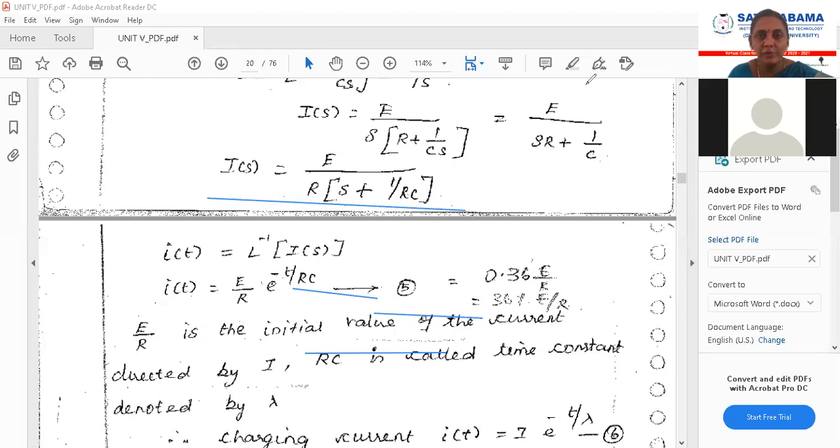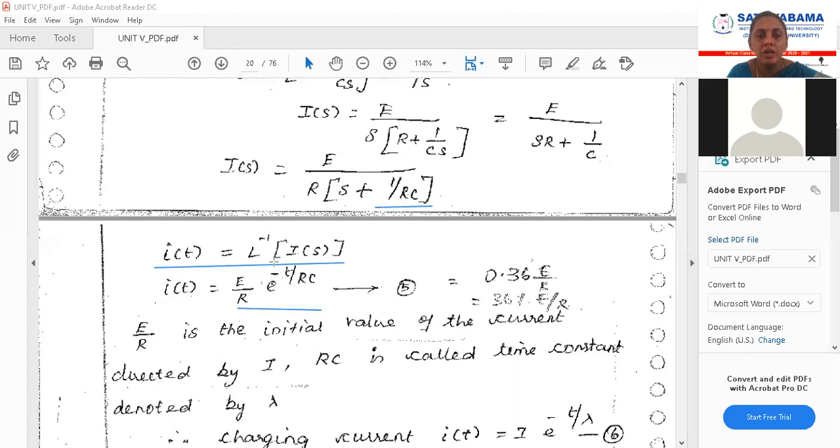The next step is to take the inverse Laplace transform. To find I of t from I of S, you have to take the inverse Laplace transform: I of t is equal to the Laplace inverse of I of S. Initially you take the Laplace transform, finally you take the inverse Laplace. So I of t is equal to E by R into E power minus t by RC. This is because from this equation you have the 1 by S plus A format, and 1 by S plus A is written as E power minus A t. So this will be E power minus t by RC.